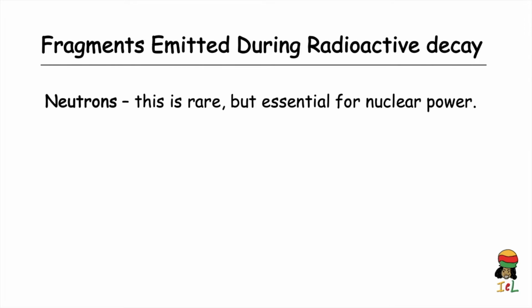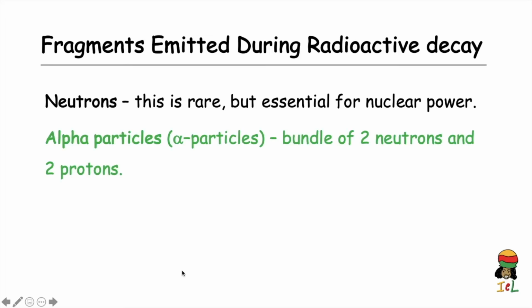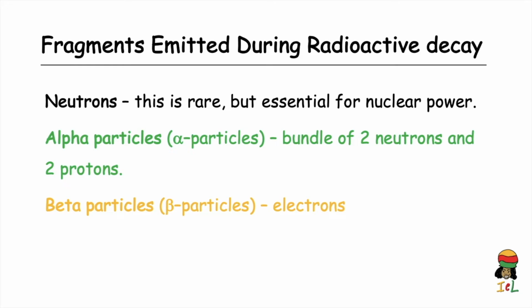First, we have neutrons. Now, the release of neutrons is a very rare occurrence, but it is essential for nuclear power. Alpha particles, represented here by the Greek letter alpha, are actually a bundle of 2 neutrons and 2 protons. Then we have beta particles. This is the Greek letter beta, and beta particles are electrons, which are actually a fragment particle released when a neutron breaks down into an electron and a proton.